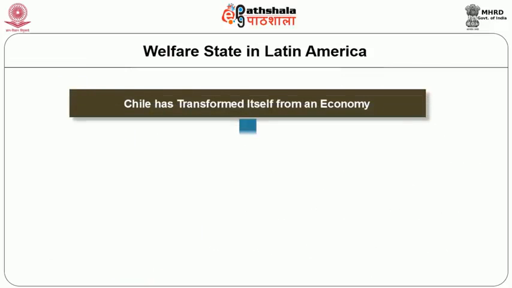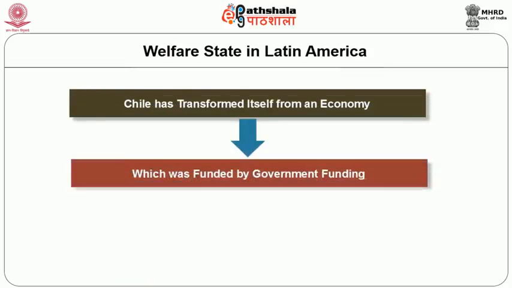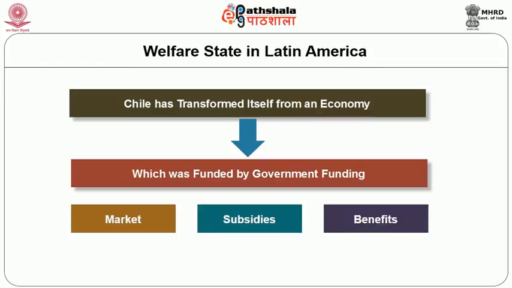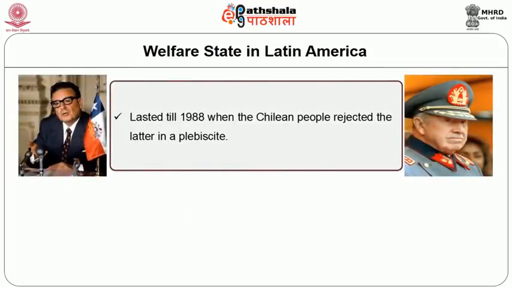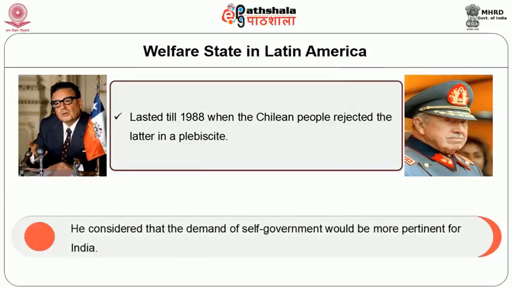Chile has transformed itself from an economy funded by the government to one regulated by the market, with subsidies and benefits. The scheme under President Allende was changed under the Augusto Pinochet military junta that lasted till 1988, when the Chilean people rejected the latter in a plebiscite. The welfare spending in Chile is on the rise, but keeping the globalized economy in view.